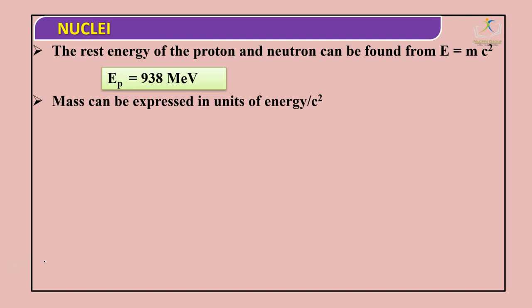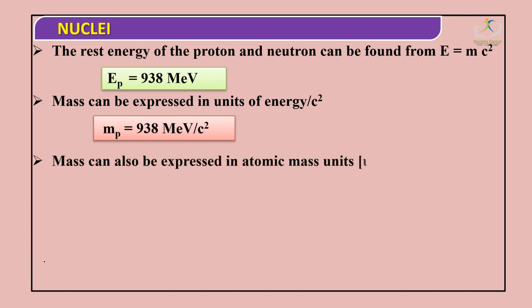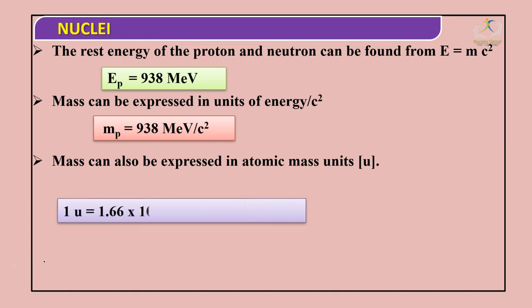Mass can be expressed in the unit of energy per speed of light squared. So the mass of a proton is 938 mega electron volt per c square. Mass can also be expressed in atomic mass unit, which is u. So 1 u is equal to, as I told you, 1.67 × 10^-27 kg, which in mega electron volt is 931.4 MeV per c square.